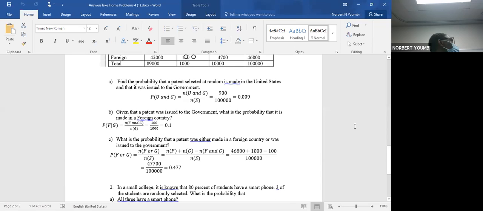Now, what is the probability that a patent was either made in a foreign country or was issued to the government? We are dealing with the addition rule again here. So here we want foreign or government. It is foreign plus government minus foreign and government. Is that good?